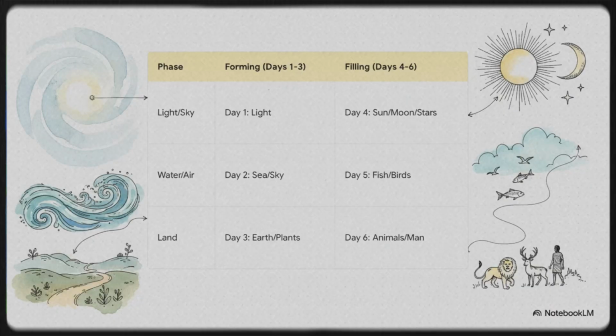And right here, this is the massive aha moment of the whole text. Just look at this literary symmetry. It's like a giant puzzle fitting together perfectly. The empty spaces formed in the first 3 days are perfectly matched and populated in the final 3 days. Day 1 makes the space for light, day 4 fills it. Day 2 creates the sea and sky, day 5 fills them. Day 3 creates the land, and day 6 fills it. I mean, it is just a masterclass in ancient literary design.